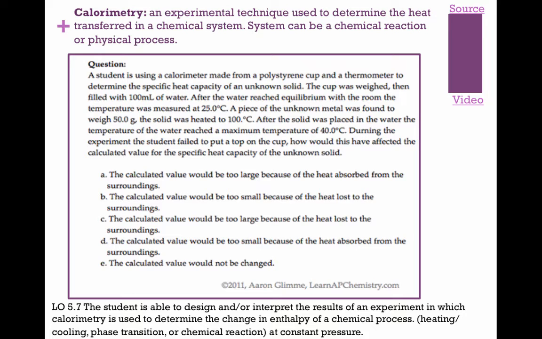So after the water reached equilibrium with the room temperature, the temperature was measured at 25 degrees Celsius. A piece of metal was found to weigh 50 grams. The solid was heated to 100. After the solid was placed in the water, it reached a maximum of 40. During the experiment, the student failed to put a top on the cup. How would this have affected the calculated value for the specific heat of the unknown solid? So essentially it's asking you what you calculate for specific heat, what happened because you forgot to put the top on, which I think some people actually did in the lab. So talk to the people next to you and see if you can come up with an answer.